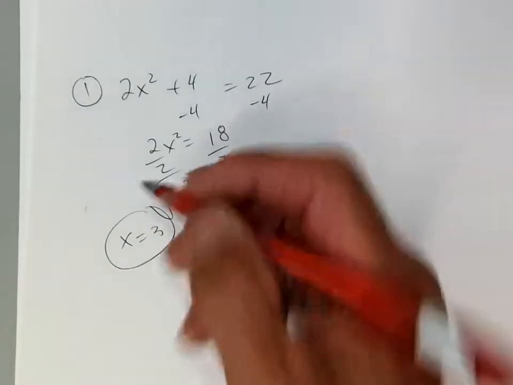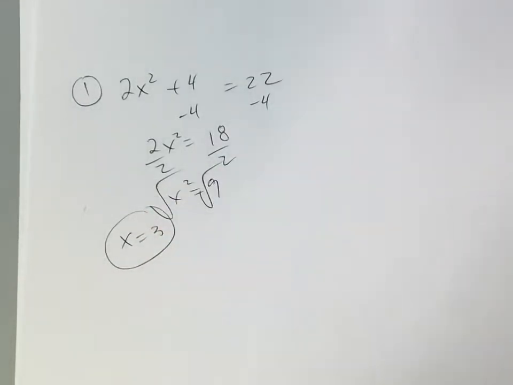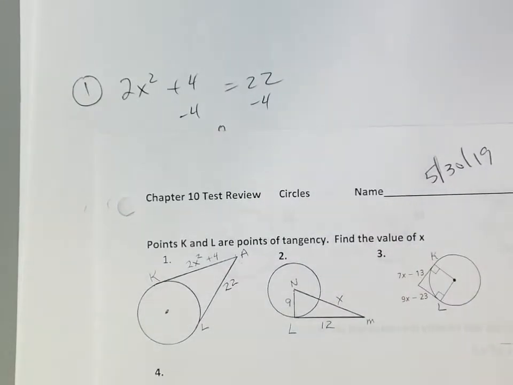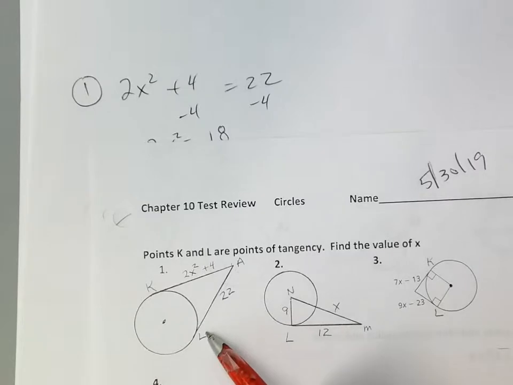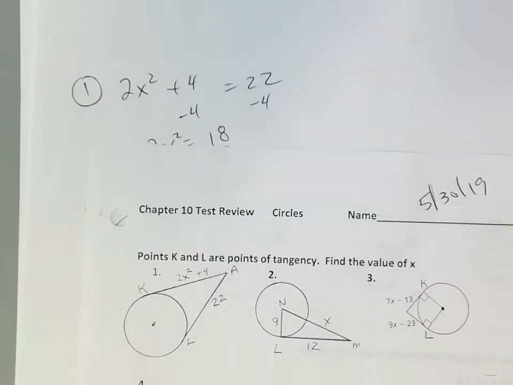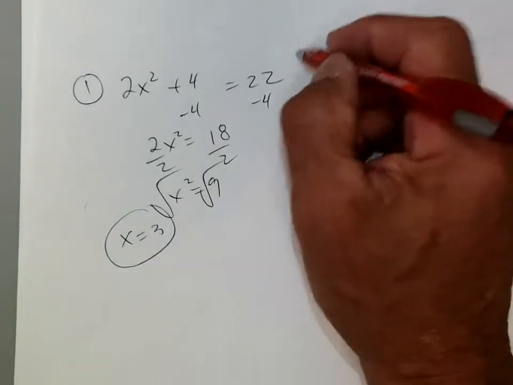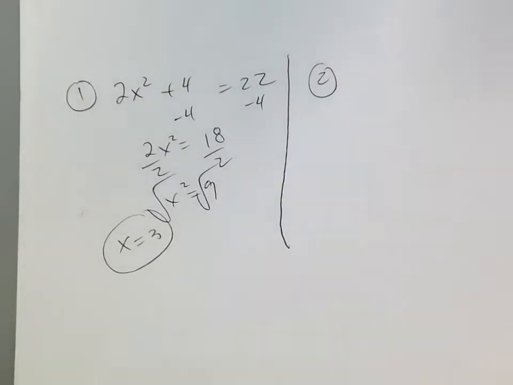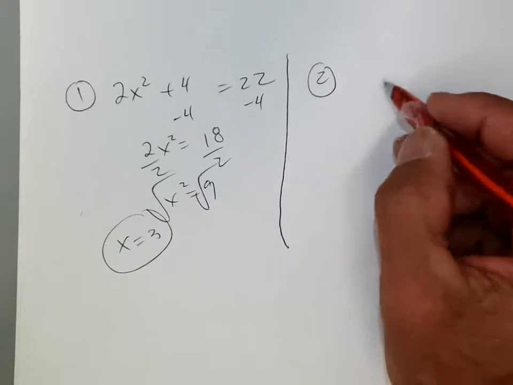Thumbs up? Okay. And all it asks for is the value of x, so we're done. We can plug it back in, but we already know it's 22, so it's not worth plugging it back in anyway, okay? Number 2, am I going okay? I'm not going too fast? Okay. Number 2, I'm going to draw this like our warm-up.